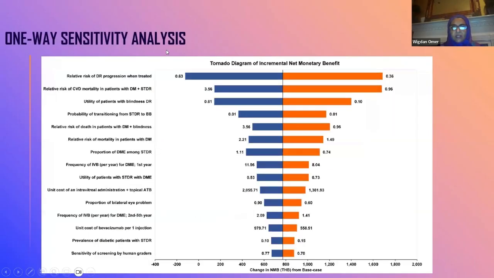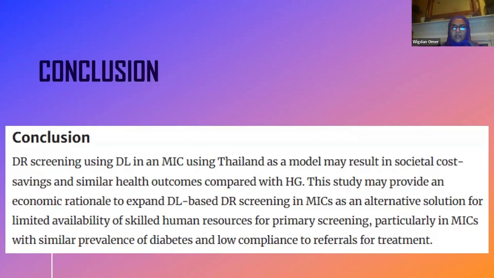This is a one-way sensitivity analysis to confirm the accuracy of the study. And the study concluded that DL in middle income countries is as effective as in a high income country. We know that in the United States, it was confirmed as cost effective with high utility. And in 2018, the FDA actually approved it and it was deployed into the system. It was one of the rare AI innovations that are actually deployed.